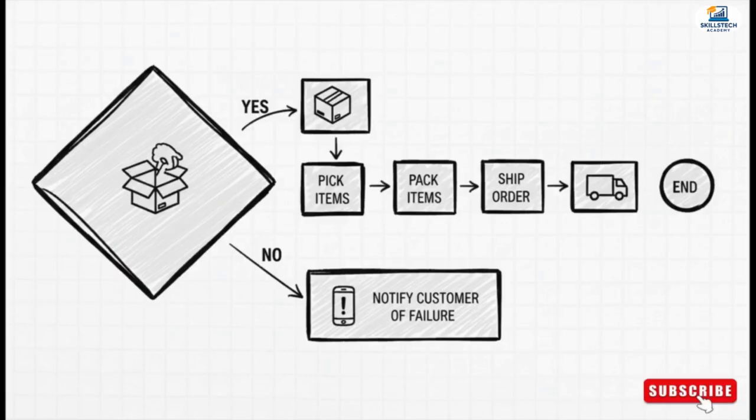That leads us through a whole sequence of tasks: pick items, pack items, and ship order. And that leads us to our end event, job done. But if the payment fails, we go down a no path, which triggers a totally different task: notify customer of failure. And just like that, the diagram neatly shows both the happy path and what happens when things go wrong.